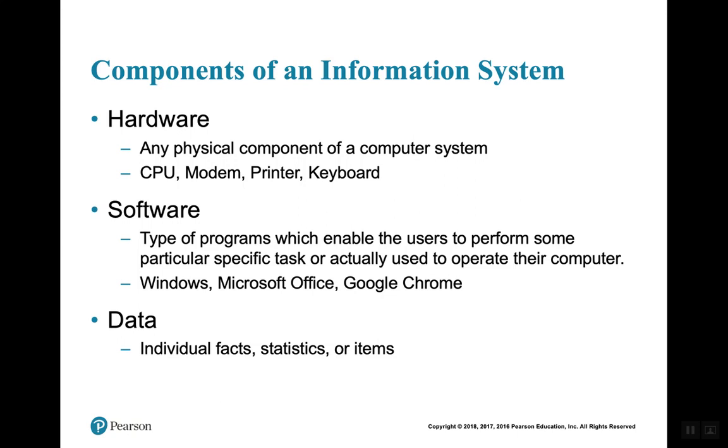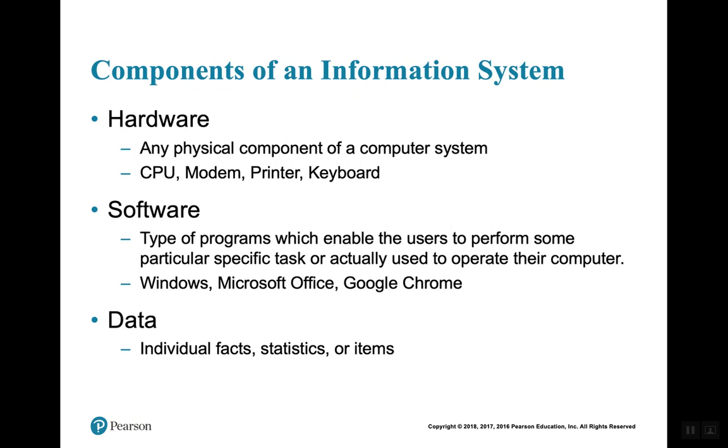All right, and then combine that with software, which is collections of instructions that enable us to do a particular task. There's a whole bunch of software things we're familiar with, like Microsoft Windows and Microsoft Office, Google Chrome, and those are just some simple examples of systems. And then we have data. Individual facts are the data, which is what we process.